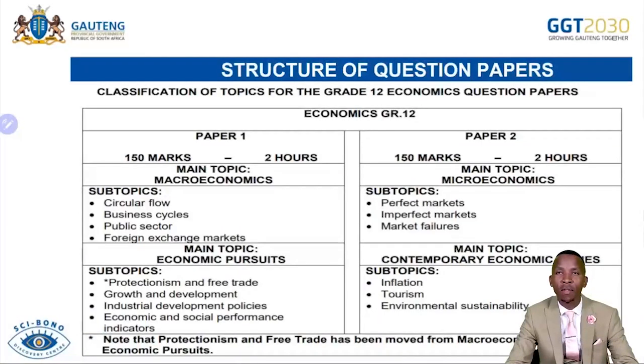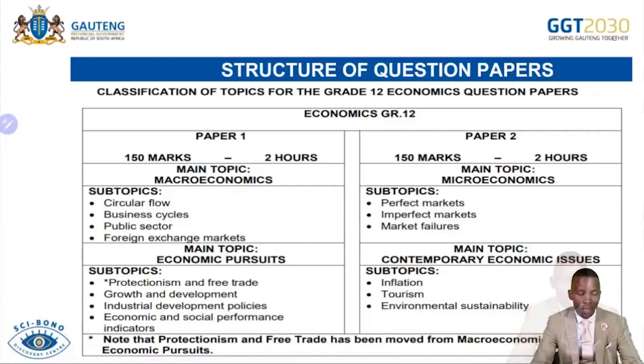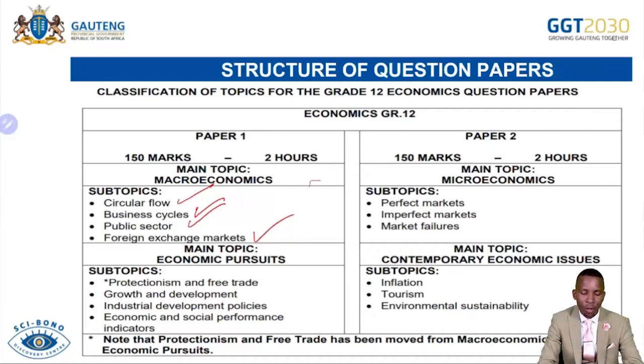So this is the structure and classification of topics per paper. We call this the question paper structure. Paper 1 is out of 150 marks and is 2 hours. Topics under macroeconomics are circular flow, business cycles, the public sector, and the foreign exchange market. Remember, all of these topics will be a part of section A, which is question 1, section B, which is question 2, also a part of question 4, as well as question 5, which is your essay.